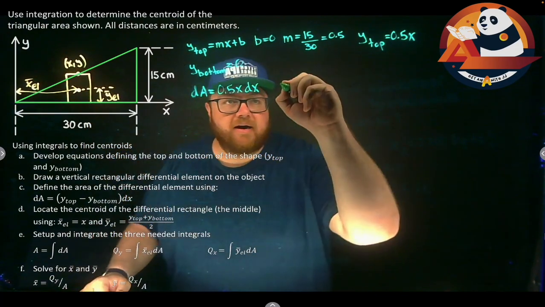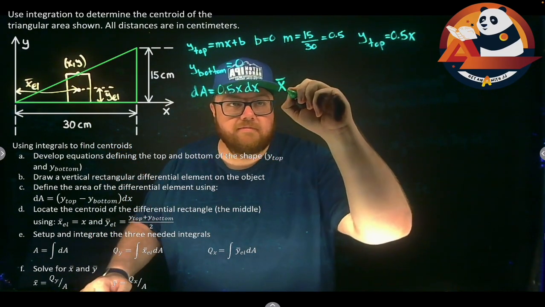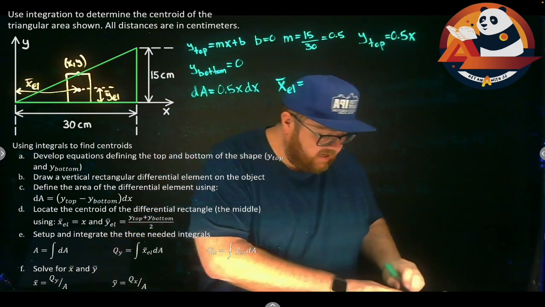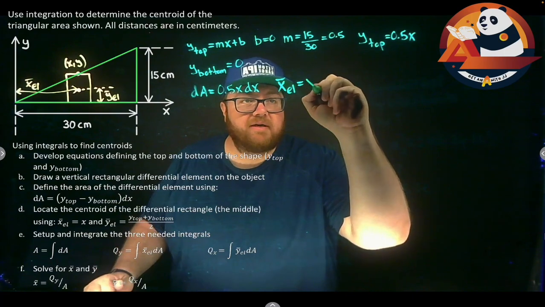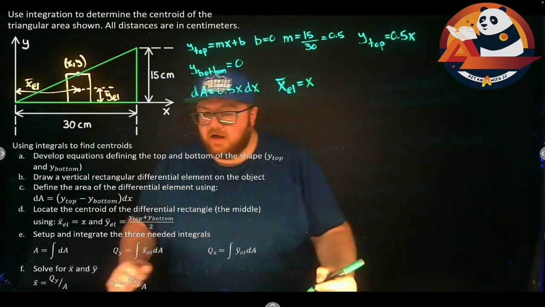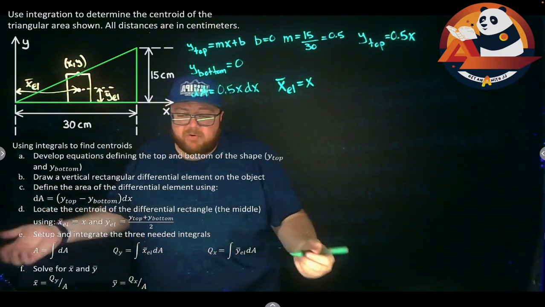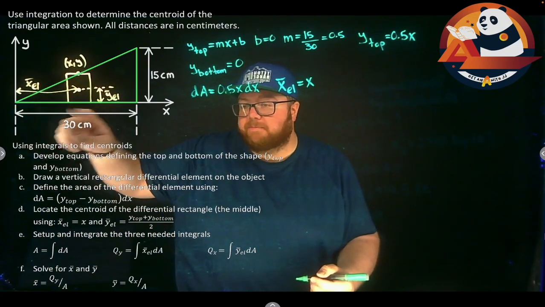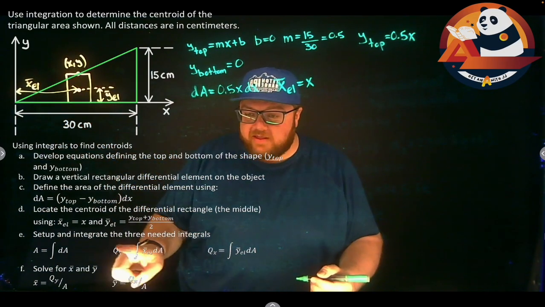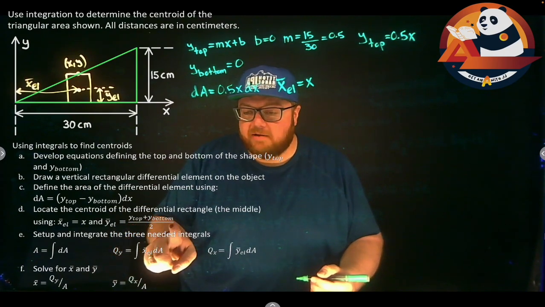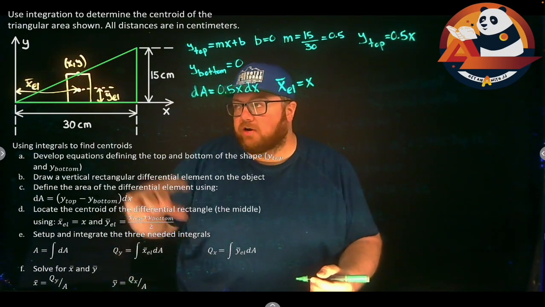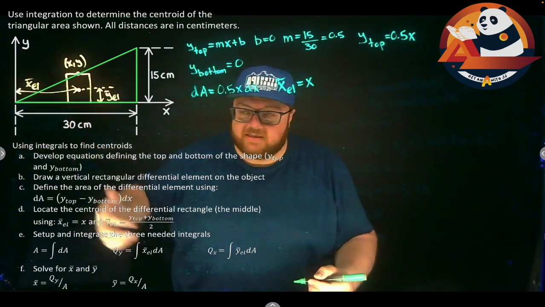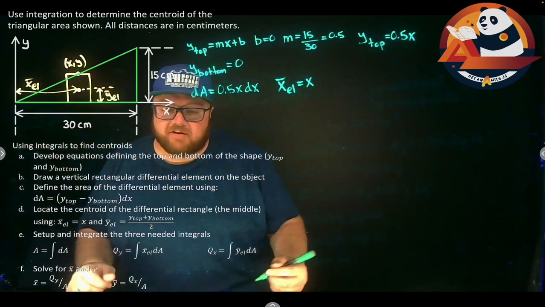So our x bar EL for this setup is always equal to x. Y bar EL is a little bit trickier, but we can always say that's halfway in between the top of our shape and the bottom of our shape. Really, if we're doing that, we can just say that's y top plus y bottom divided by 2. We're averaging out the top and the bottom coordinate by doing this. It gets us the midpoint. That's all an average really is doing.